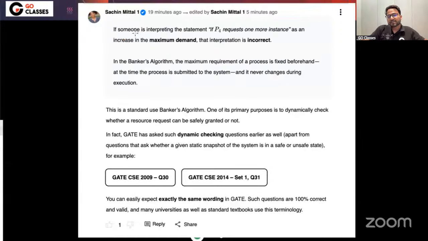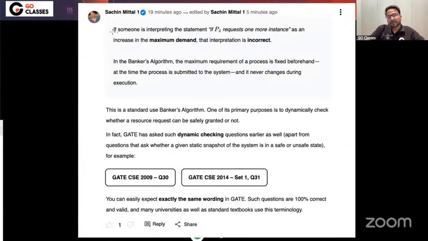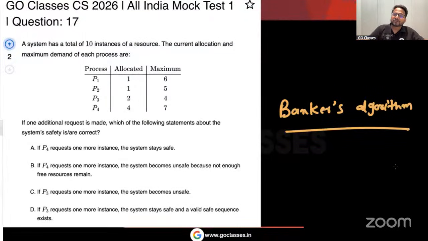If someone is interpreting the statement, like if P4 requests one more instance, see here in option A I'm saying if P4 requests one more instance, the system stays in a safe state. If someone is interpreting that as an increase of maximum demand, that interpretation is incorrect. It's not like P4 will go from 7 to 8.